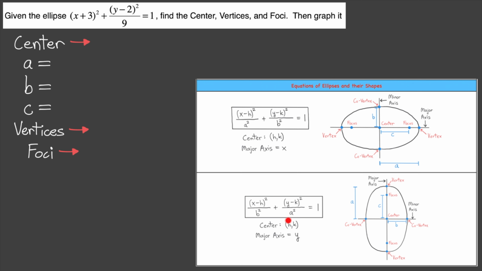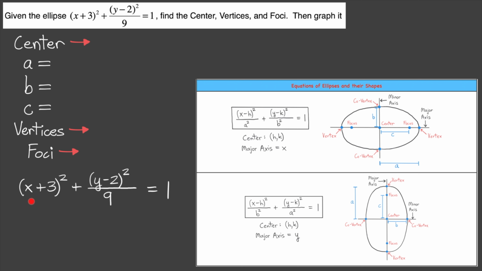All right, now if the bigger number is underneath the y, then the ellipse is a vertical ellipse, so it's going to go up and down. So it's going to look more vertical. And again, the major components, meaning the center, the foci, and the vertices, will all lie on the vertical axis. The one last thing to talk about is the center. The center is just (h, k), whatever those values are. Okay, so let's go ahead and bring down our equation here and let's talk about it.